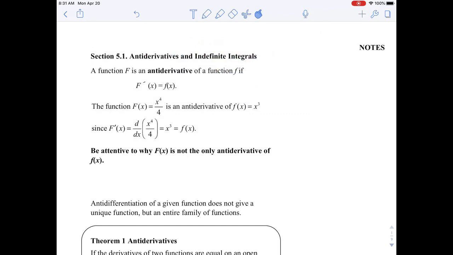Okay, chapter 5 deals with antiderivatives and integration. So, first section, talk about antiderivatives. If you think of reverse operations such as multiplying, dividing, adding, subtracting, they're reverse operations. So is the antiderivative and the derivative. So the antiderivative is just the reverse operation.